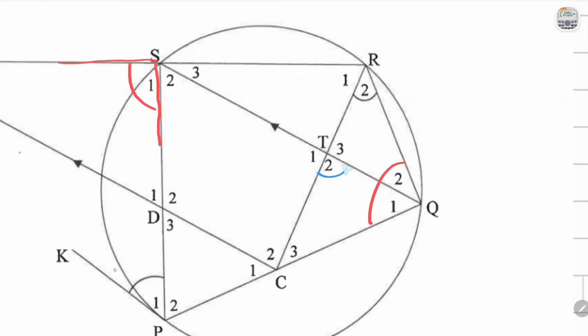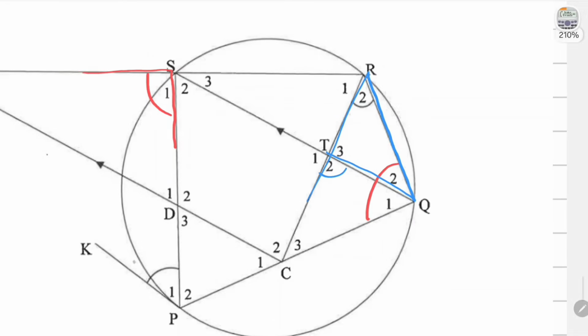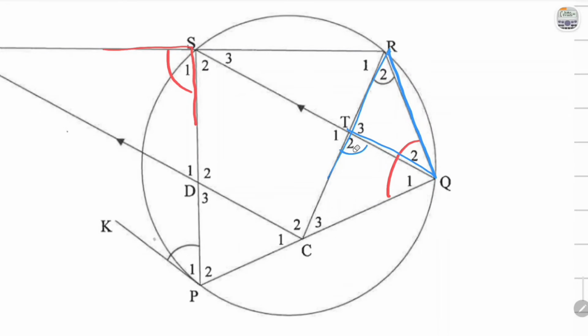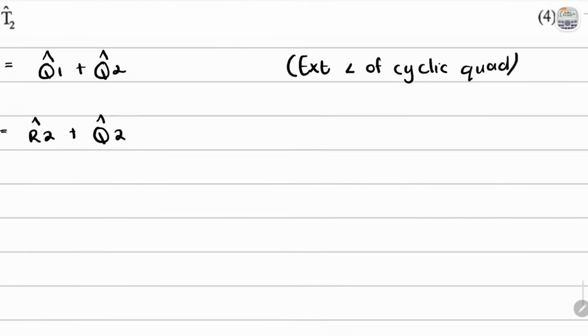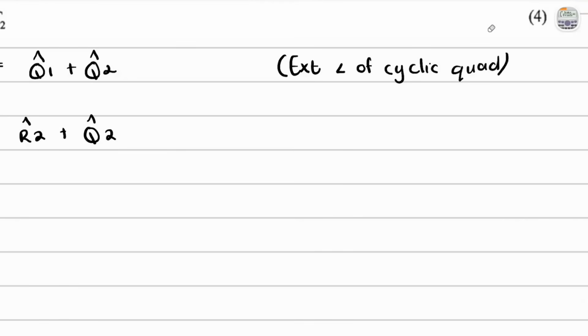So let's see. Angle T2 is actually an exterior angle as well, but of a triangle. This triangle includes an important point that we know about, angle R2, which is equal to angle P1. But we're focusing on this, and it also includes angle Q2. So this is probably the way we'll find it. We'll say angle T2 is equal to angle R2 plus angle Q2, and that is because of the exterior angle of a triangle.